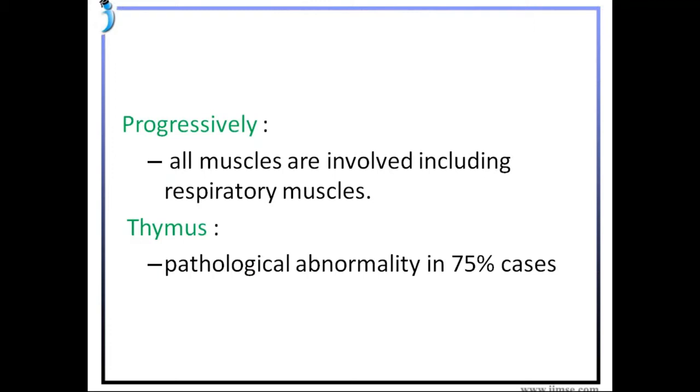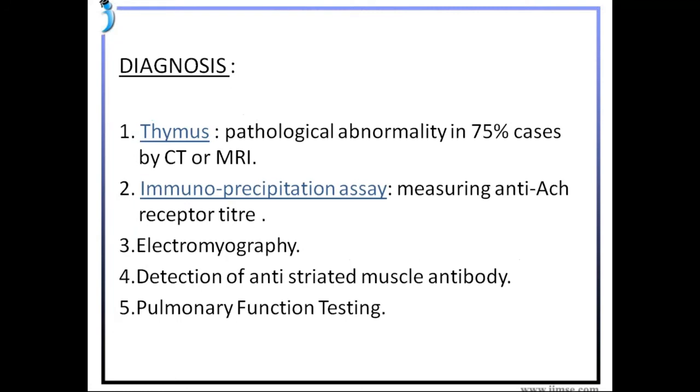Usually, myasthenia gravis also involves the thymus. The thymus is present near the mediastinum. So most patients have a thymoma, a tumor of the thymus. There is a pathological abnormality in nearly 75% of cases. What are the diagnostic tests involved in myasthenia gravis? As we just discussed, there is the tumor of the thymus, so using CT and MRI, we can figure out the pathological abnormality in 75% of cases.